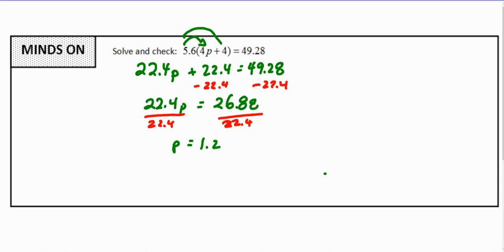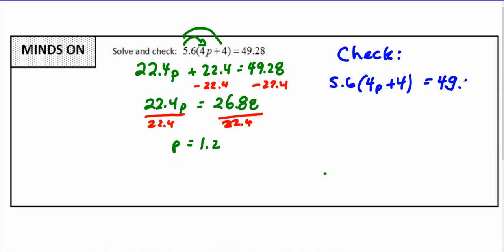Of course, we learned yesterday, last lesson, it's always good to check. So 5.6 times 4p plus 4 equals 49.28. All right, and then we're going to put the 1.2 in for the p. So 5.6 times 4 times 1.2 plus 4, and the 49.28 doesn't change.